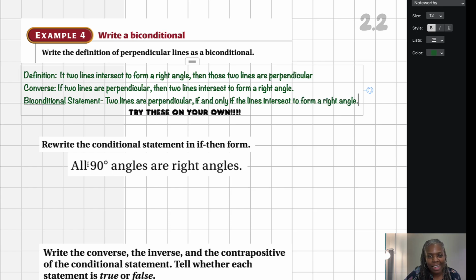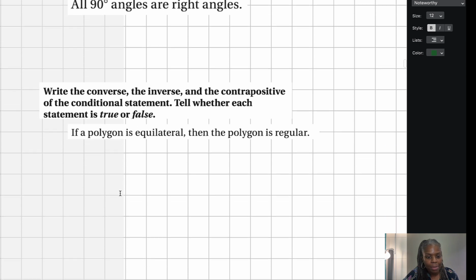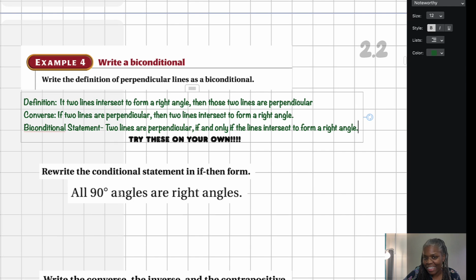Now that we've gotten that out of the way and you've copied this information down, take a moment to do these problems here, these last couple, and I'll be checking them tomorrow and looking forward to seeing you have it all completed.